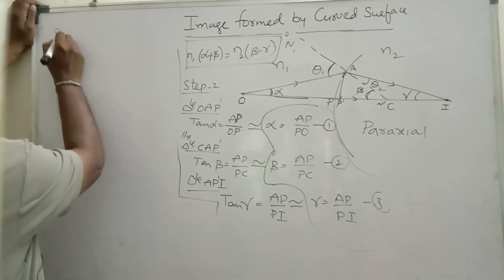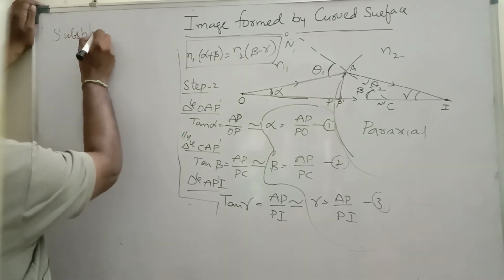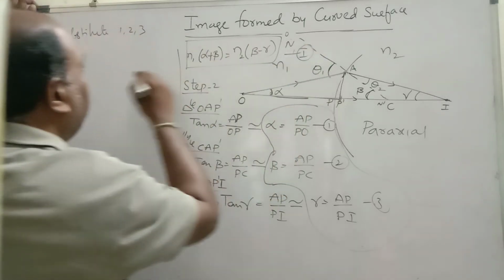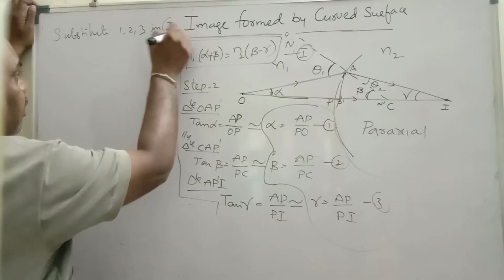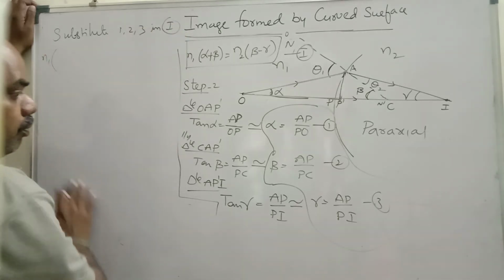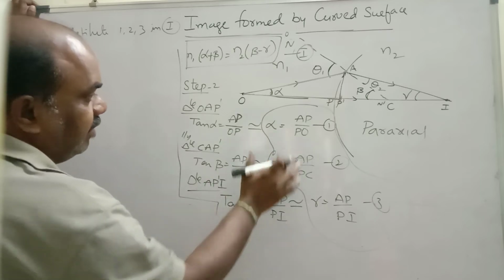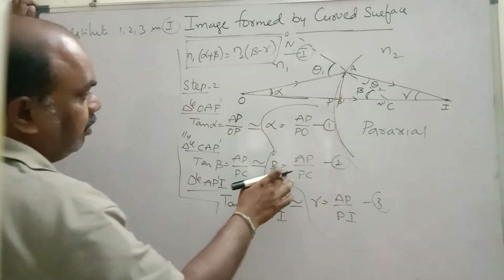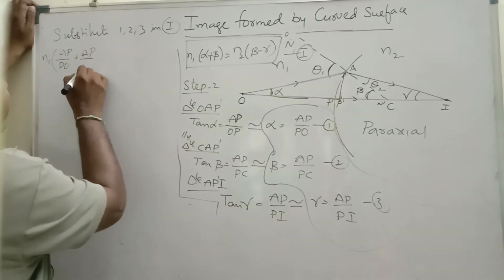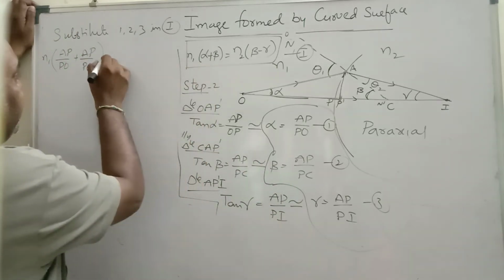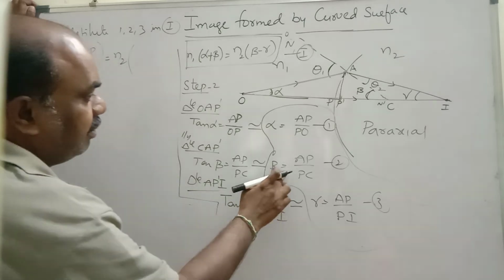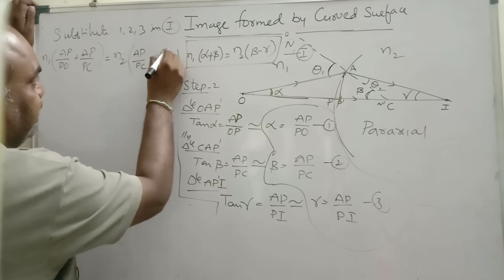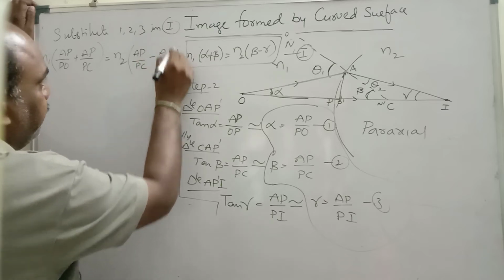Now substitute 1, 2, 3 in equation number 1. This is Roman 1 in equation number 1. What will happen? n1 into alpha plus beta. What is alpha plus beta? AP by PO plus AP by PC. n1 into alpha plus beta is completed. n2 into beta minus gamma. This minus this: AP by PC minus AP by PI.